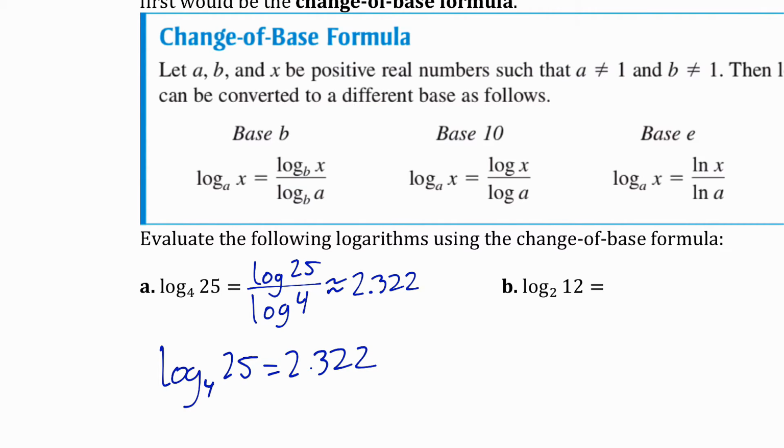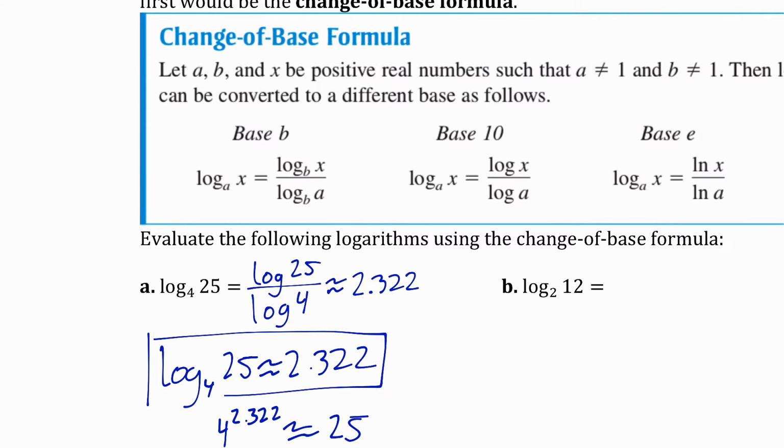To check your work, take your base and raise it to that new value, 2.322, and maybe I should make a squiggly equals because we're rounding it. I'm not going to show this in the calculator, but 4 raised to the 2.322 gives you about 25. On my calculator, it gives me 25.002, so it's pretty darn close. So the final answer: log base 4 of 25 equals 2.322.